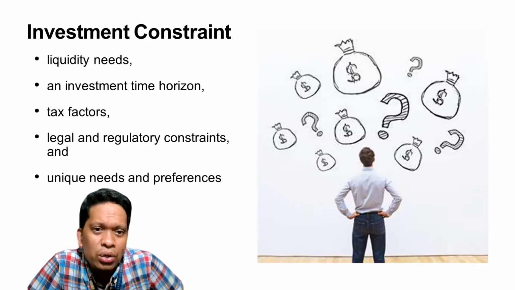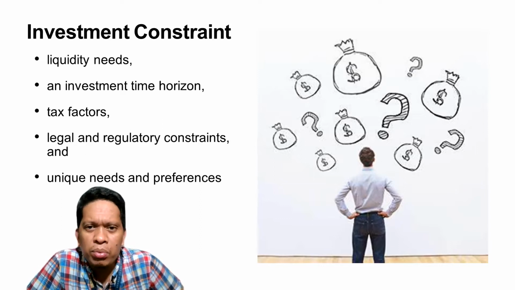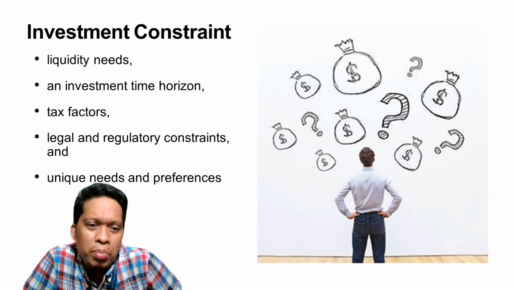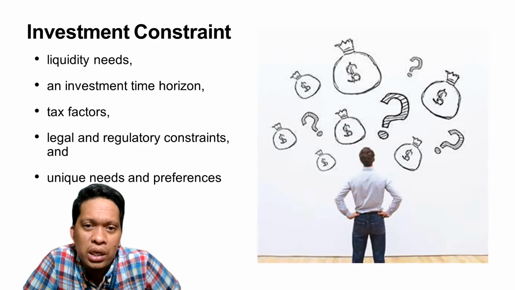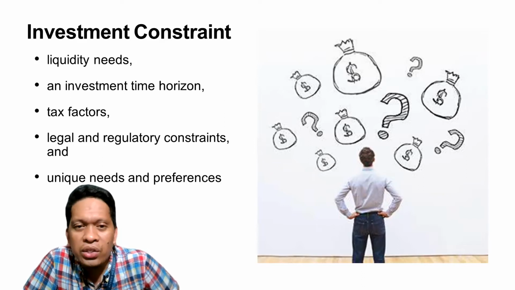Remember, the higher the return you want, the higher the risk that kind of investment will take. It's the basic principle: the higher the return, the higher the risk, or the higher the risk, the higher the return. You cannot separate the risk and return interplay in the investment cycle. The next is legal and regulatory constraints, and the last one is unique needs and preferences. Sometimes even though you reach your investment goals, you are still not happy because of some unique needs and preferences. And if you're married, it is not only for you but also for your children. And I guess this is the end of our presentation.